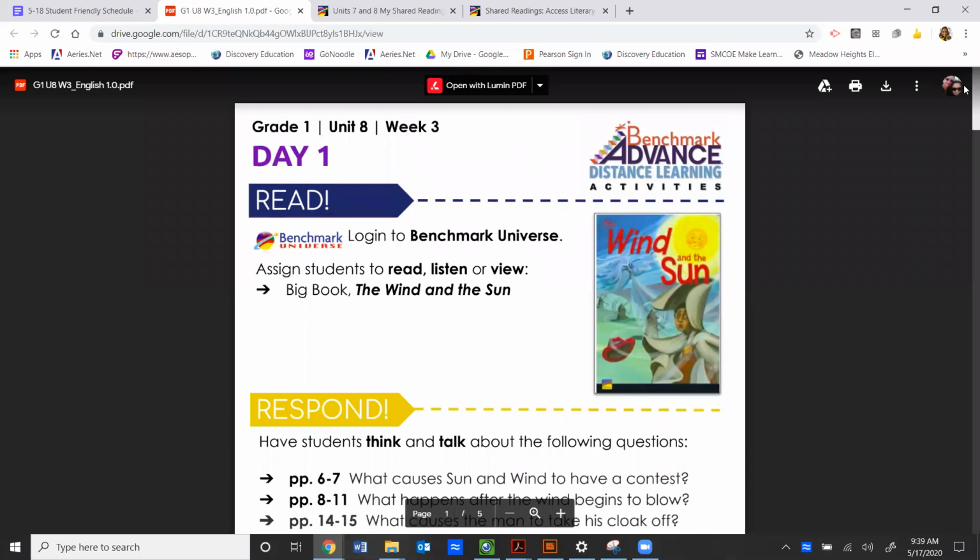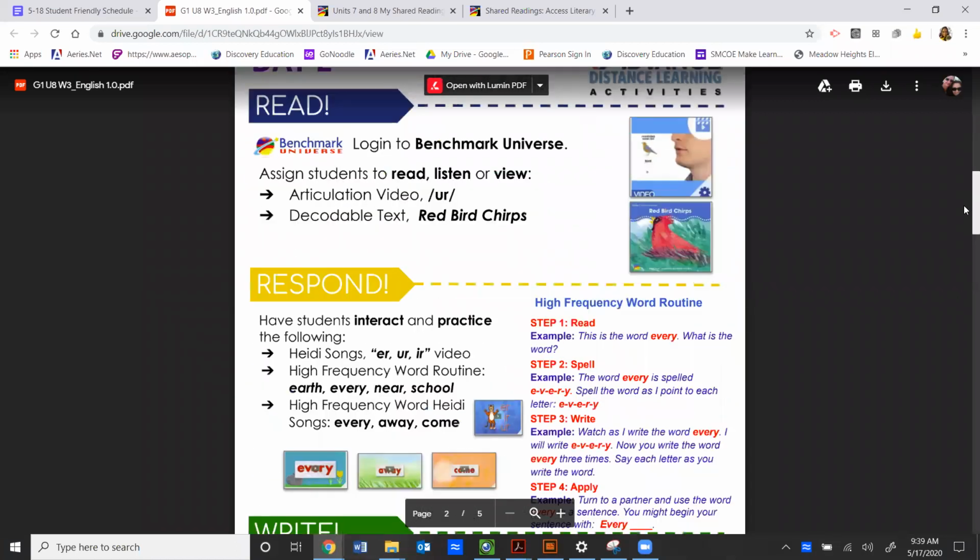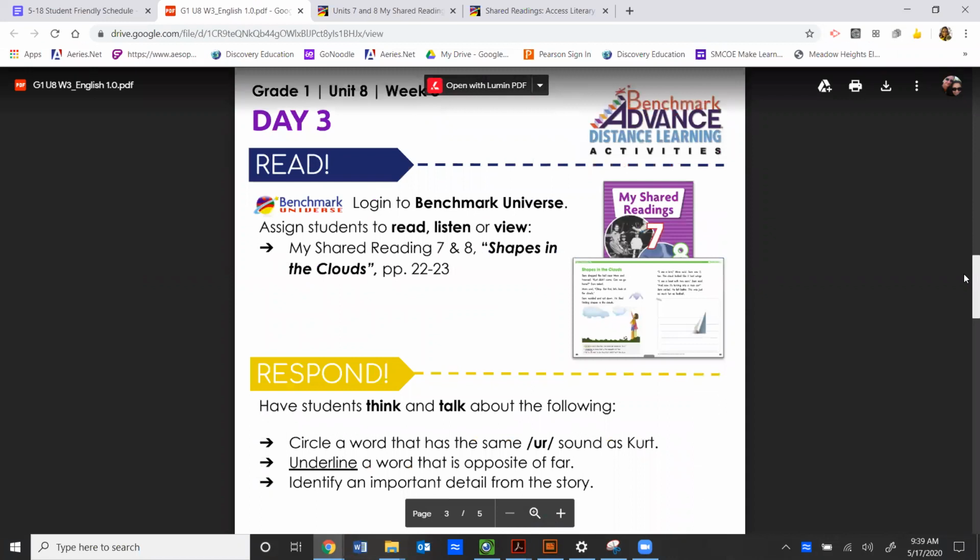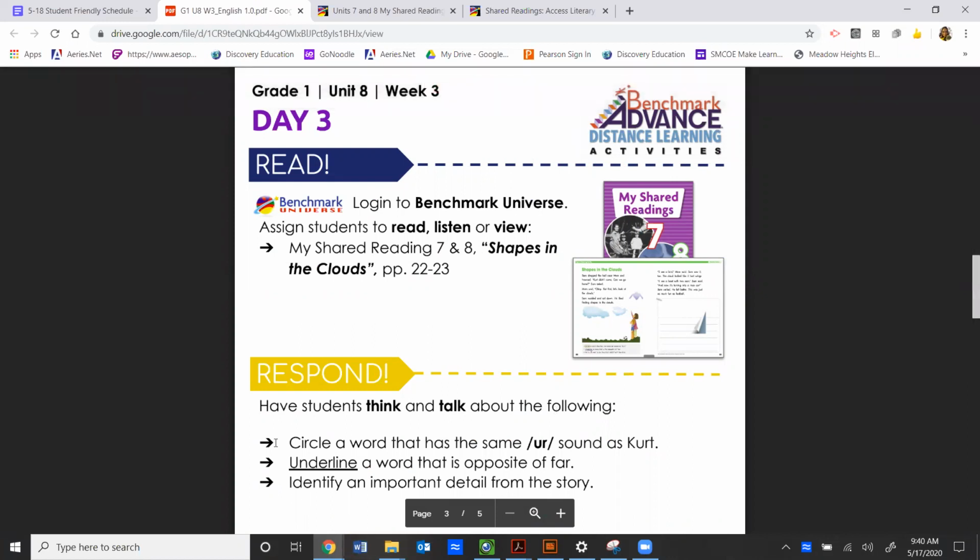And when it opens up, you're going to see day 1 first. Scroll down until you get to day 3. And here we go. So we're going to look at the respond section. And it says, I want you to think and talk about the following. You need to circle a word that has the same sound as Kurt. Underline a word that is the opposite of far. And identify an important detail from the story.